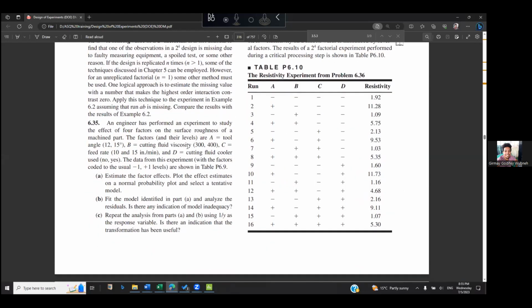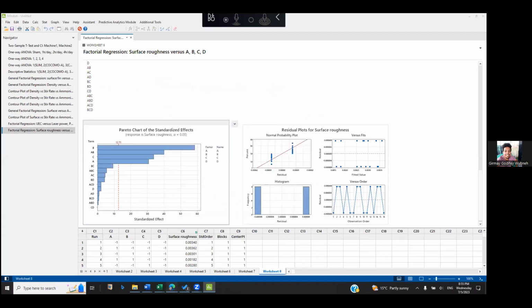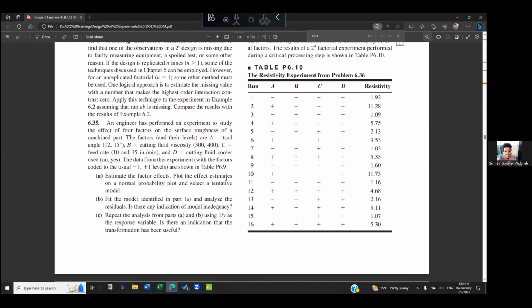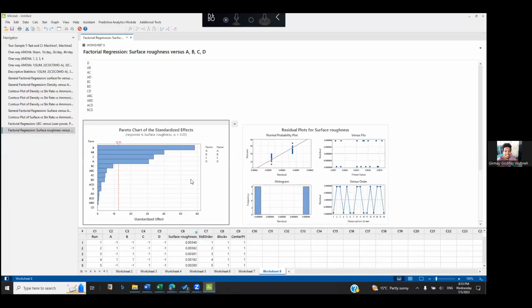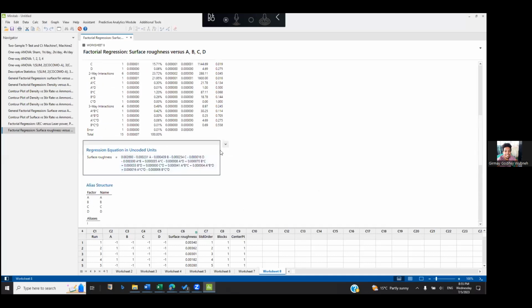Cutting fluid viscosity has the highest effect on surface roughness. The interaction effect of AB has the second highest effect, then C. Estimate the factor and plot the effect estimates on a normal probability plot and select a tentative model. So the model, plot the model and generate the regression equation.